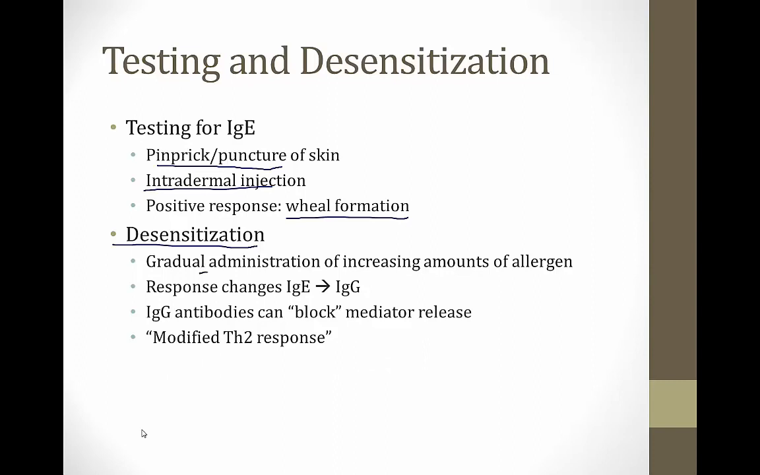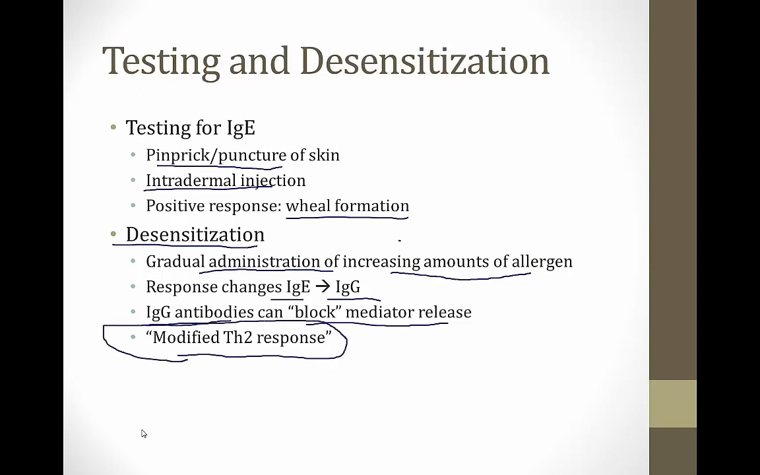What you do is you gradually administer increasing amounts of the allergen, and slowly the response changes from an IgE response to an IgG response. These IgG antibodies have been shown to block mediator released by mast cells. This is called a modified Th2 response. And this is sometimes done in my field of cardiology when people are allergic to aspirin, but they really need to take the drug for a cardiac condition.